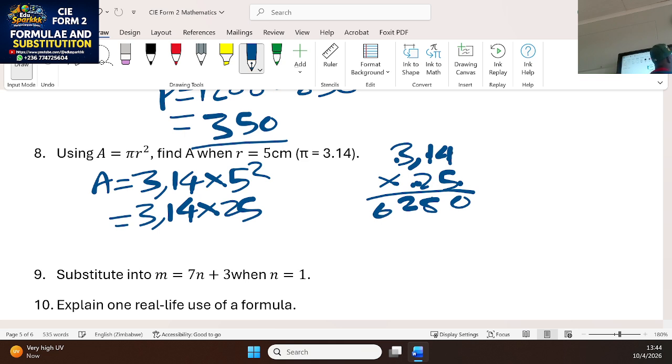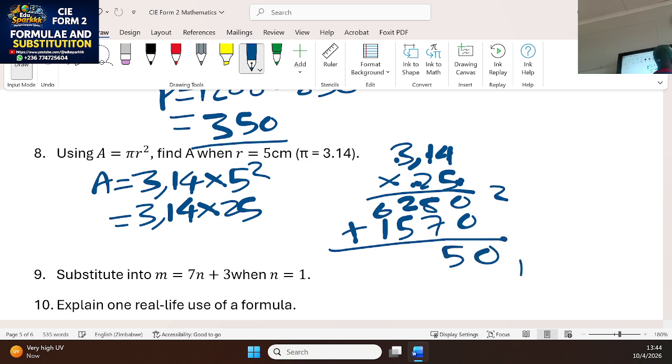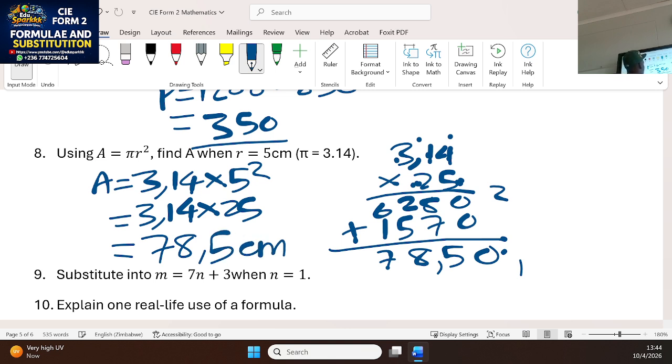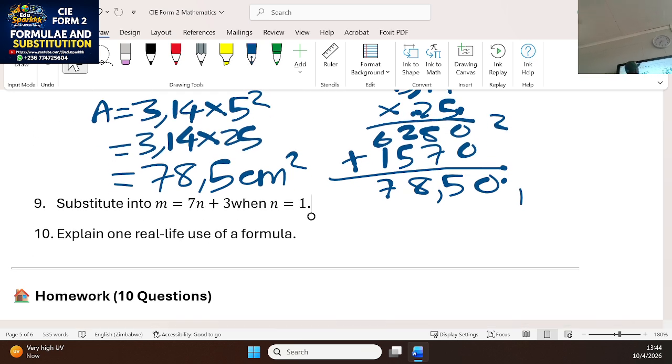5 times 4 is 20, carry 2, 5 times 1, 5 plus 2, 7, 5 times 3, that's 15. And when we sum, 0, that's 8 plus 7, 15, carry 1, 5 plus 2, 7, plus the 1 we carried, 8, 6 plus 1, that's 7. But remember, we have two numbers after the decimal point, so we put our decimal point there. Therefore, our solution is actually 78.5. And remember, units are important when we are computing measurements. So that will be square centimeters.